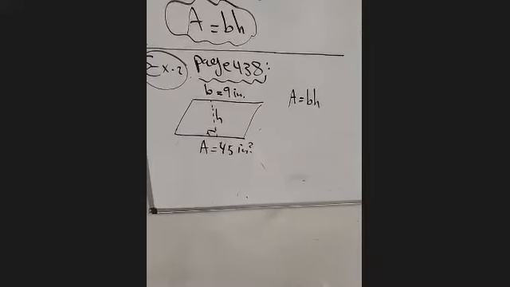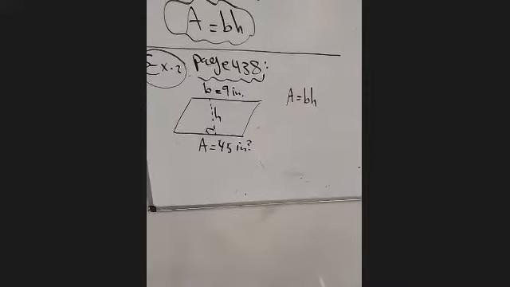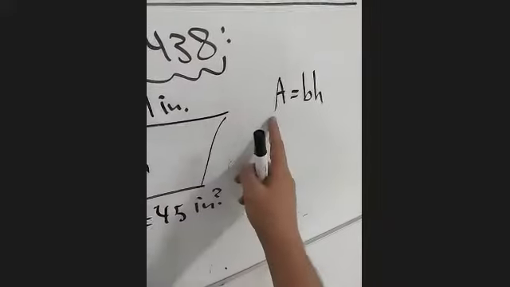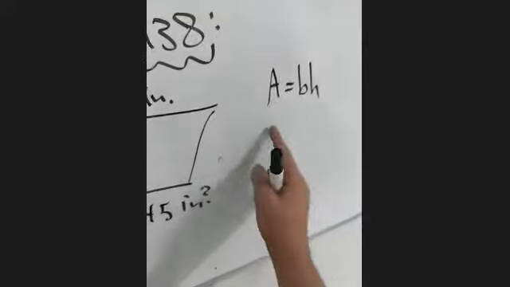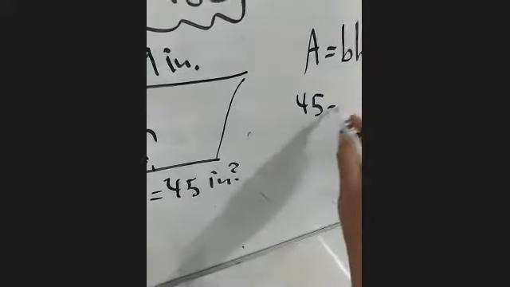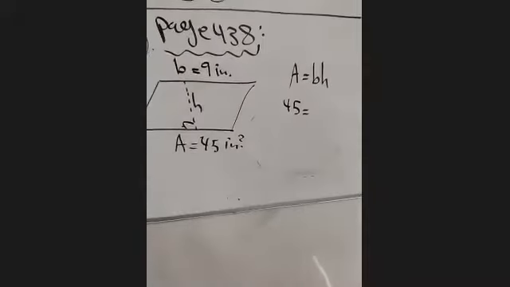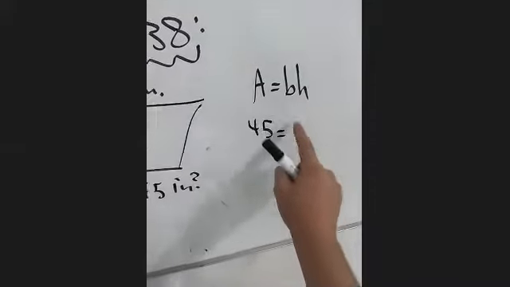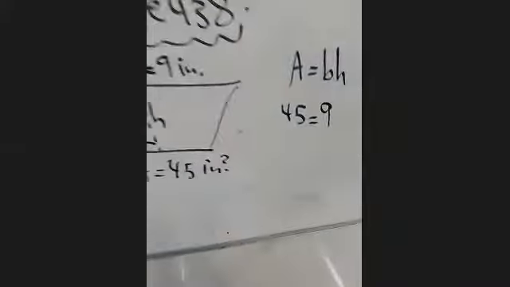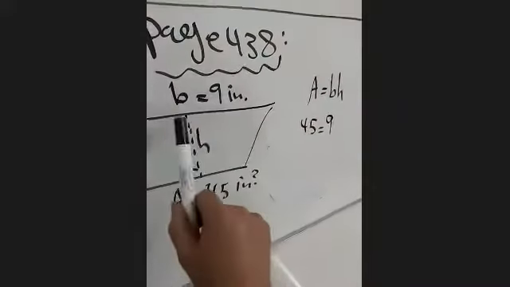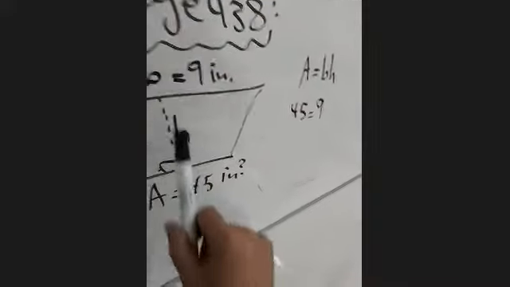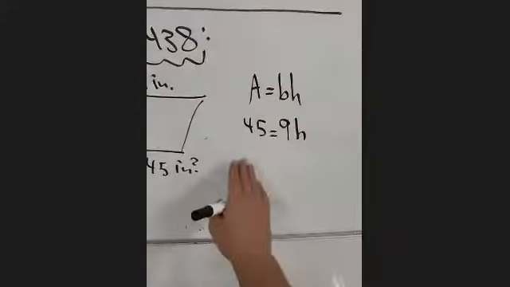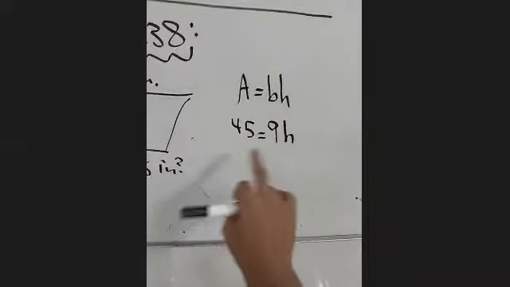Then we will replace the numbers. It will be 45 inch to the power of 2. A is given, guys, A is given 45. So I replace A by 45, the value of A, equal, then 9, which is the replacement for B, right? Multiply H, because the H is wanted. So it'll be 9H, 9 multiply H. We will divide on 9 on both sides.